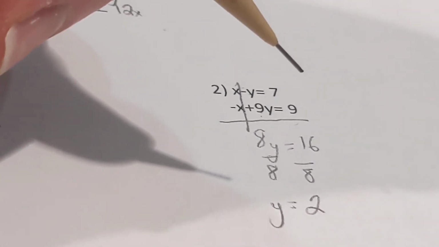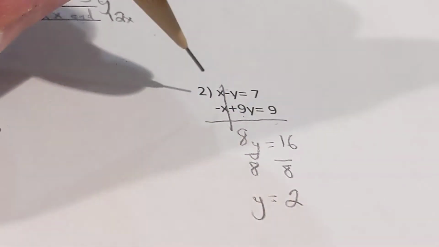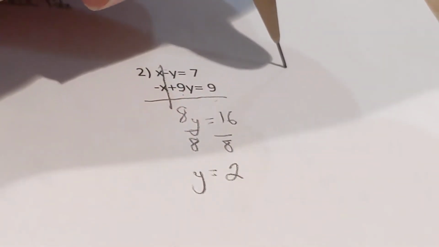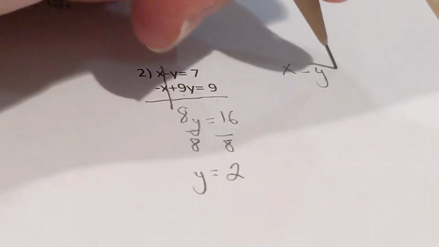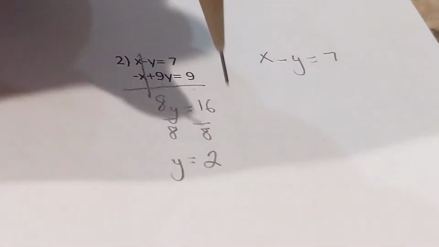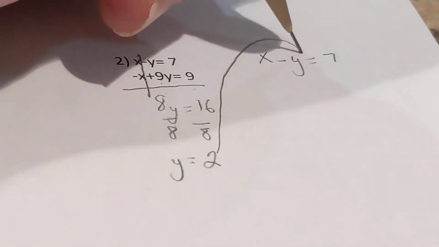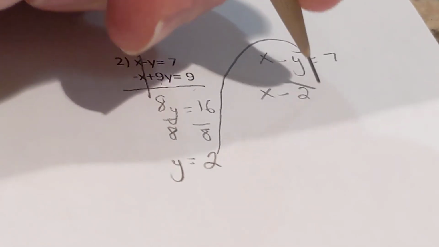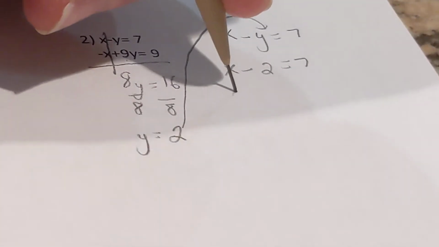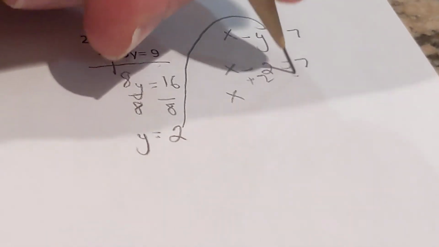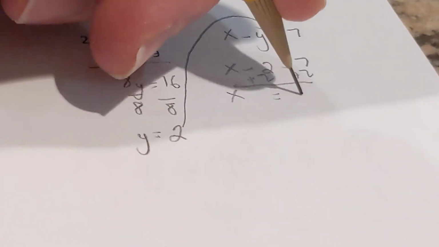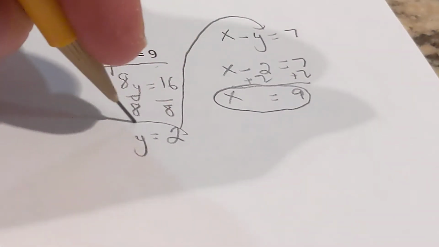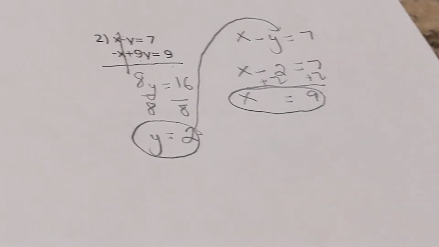Of course, now we need to get x. So we're going to pick one of the equations. I'm going to go to the top one, x minus y equals 7. We're going to stick that in over here. So x minus 2 equals 7, which of course when we add 2 to both sides means x is 9. So x is 9 and y is 2.